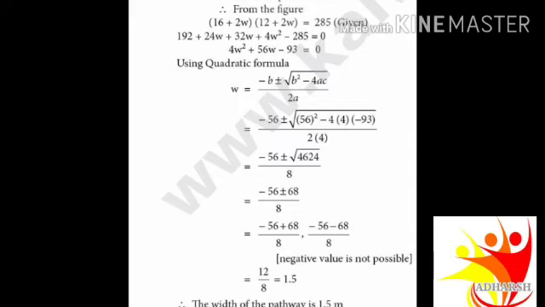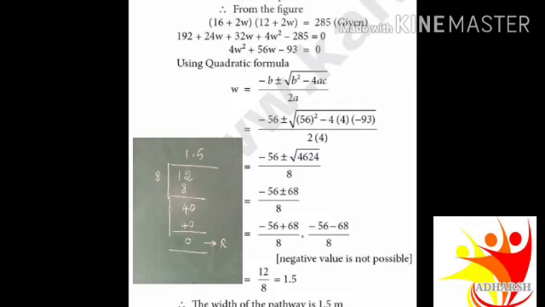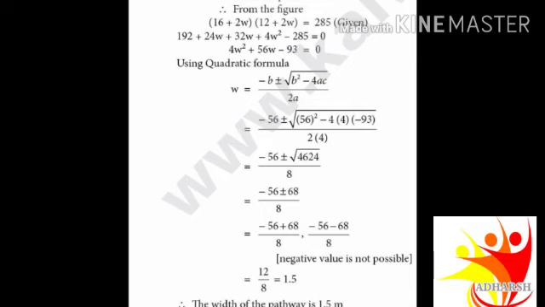That equal to 1.5. 12 divided by 8 equal to 1.5. Therefore the width of the path is 1.5 meter.